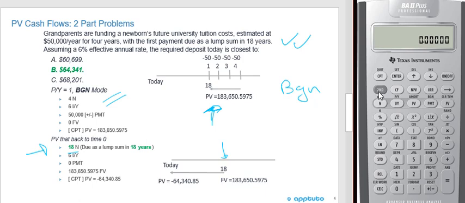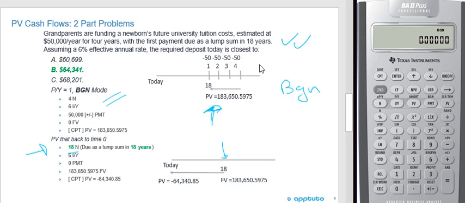So how do we put it in? I just did this as a bit of a review on the beginning mode as well, which is important. Sometimes you get that with different types of annuity questions. To put it in the beginning mode, you have to do second, BGN, second, enter, and then hit clear. And you can see now I've got the little BGN on my screen. Okay, so now I know I'm in the beginning mode.